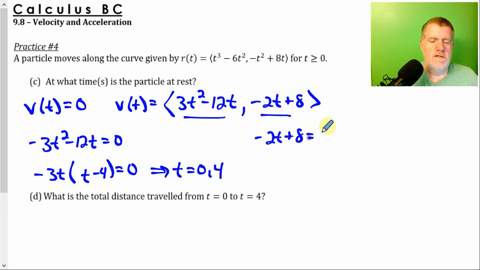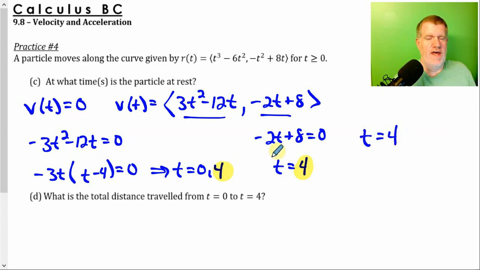Set it to go to 0. Well, there's only one possibility there, t equals 4. So guess what? The only time that the particle is at rest is when t equals 4, because that's the only time when both the x and the y components have a velocity of 0.